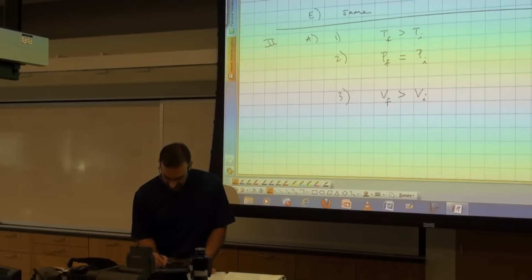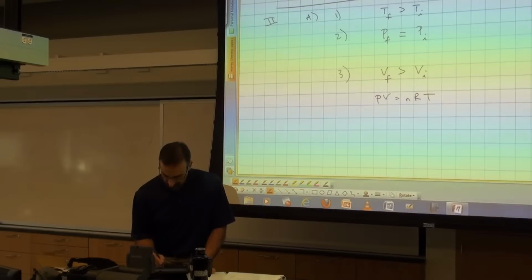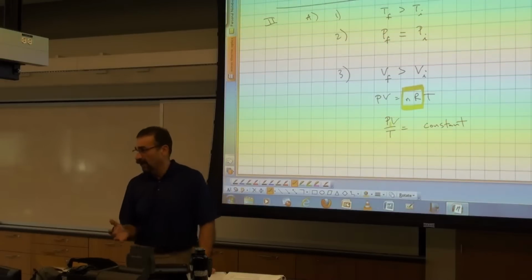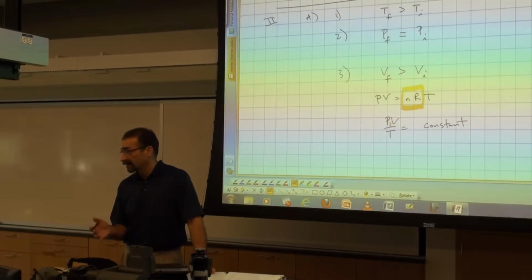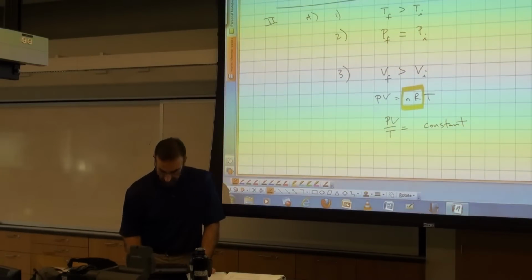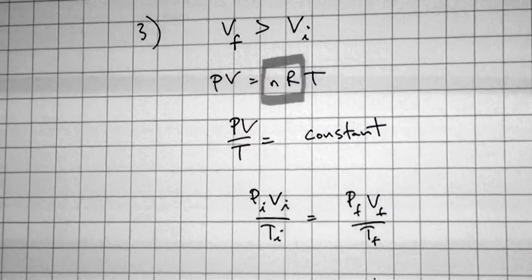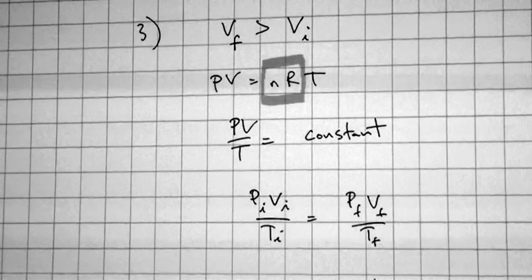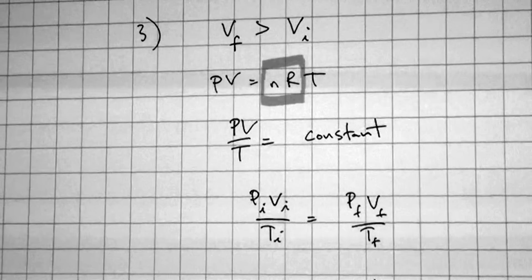And what we end up with is this: PV over T is a constant, because it's a fixed container, N is not changing, and R is a constant, so nR is a constant. So that means that P initial, V initial over T initial has to be P final, V final over T final. Right? If it's a constant, it's the same at the beginning as it is at the end.